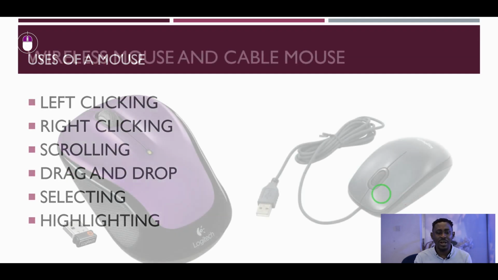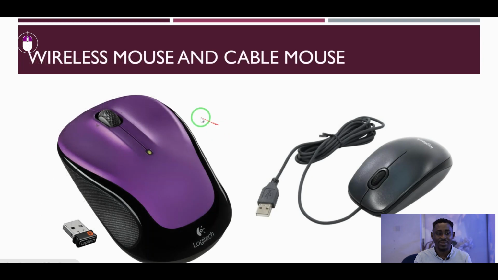Now, let's talk about the parts of the mouse. This is the left click, and this is the right click. Now for this mouse too, this is the left click, this is the right click. And then the mouse has a scroll button. This is the scroll button of my mouse.